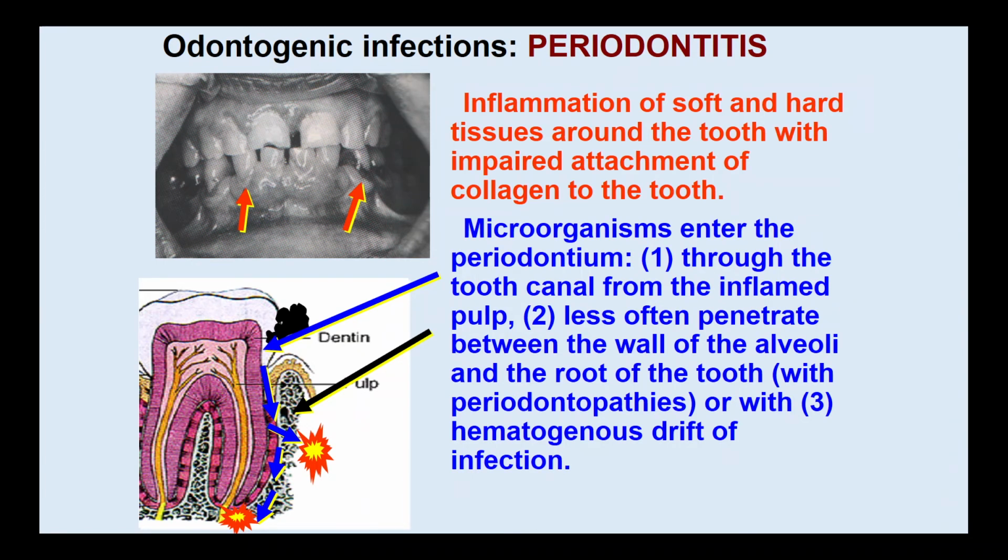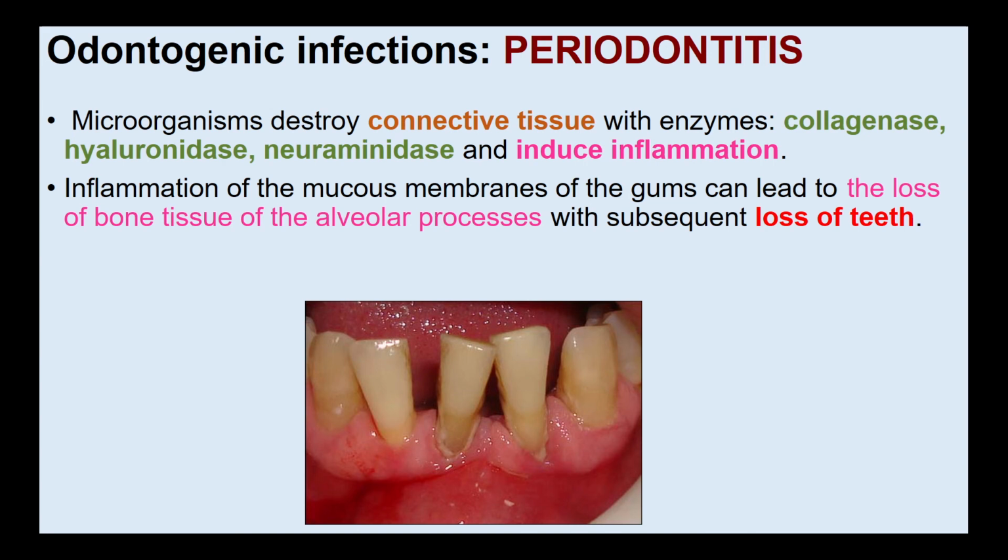How do bacteria spread in the periodontium? One way is through the tooth canal from inflammatory pulp, and another, less often, is penetrating between the wall of the alveoli and the root of the tooth with periodontopathies, or with hematogenous drift of the infection. But one way or another, bacteria spread in the periodontium and cause an inflammation process.